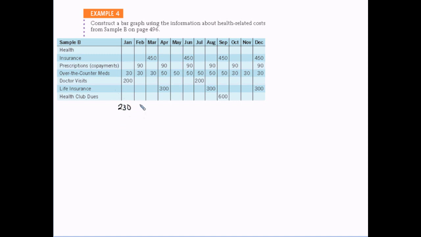So 230 here, 120, or 80, or 40, 50, 590, 250, or 40, 1,100, 120, 30, and 570. Is it 820? Close, 870. Okay, so those are our monthly totals.